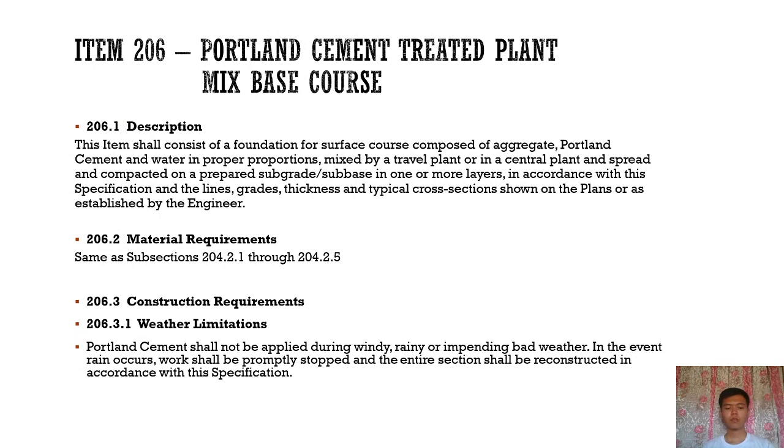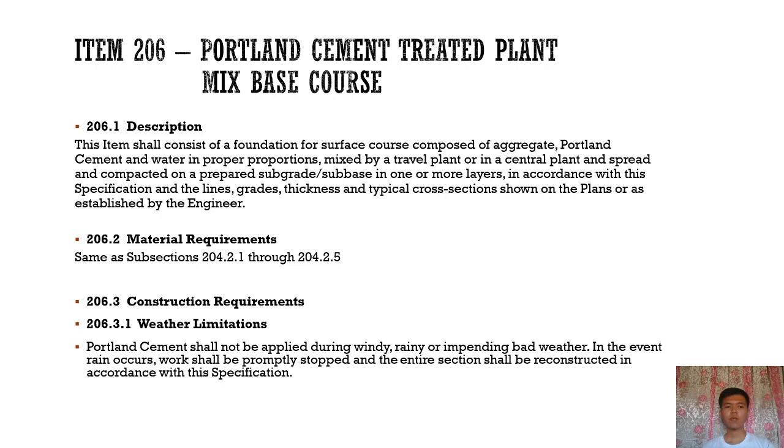Next item, 206. Portland cement treated plant mix base course. So this item shall consist of a foundation for surface course composed of aggregate, Portland cement, and water in proper proportions mixed by a travel plant or in a central plant, and spread and compacted on a prepared subgrade or subbase in one or more layers, in accordance with the specification and the lines, grades, thickness, and typical cross-sections shown in the plans or as established by the engineer.